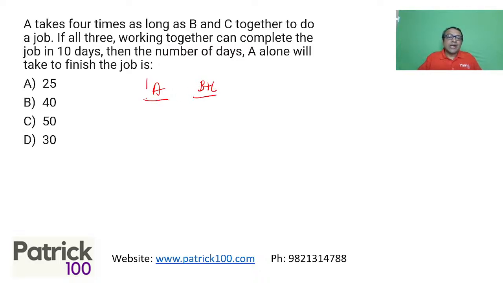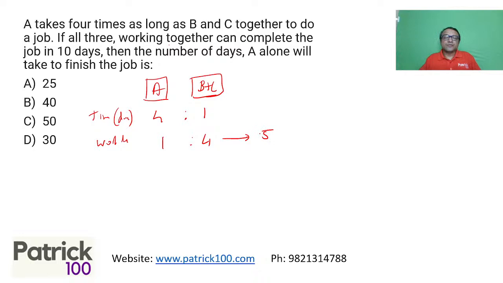So we have two things out here, A and B and C together, right? Because they said A takes 4 times as long as B and C together to complete the work, we say A is 4, B plus C is 1. Time is also days, you can say. So we can say the amount of work done is reversed, 1:4, which totals 5.